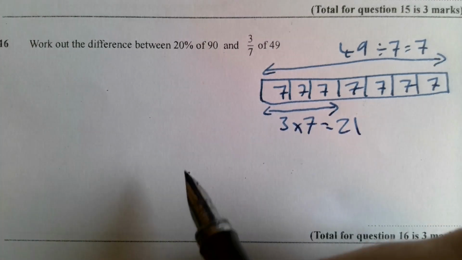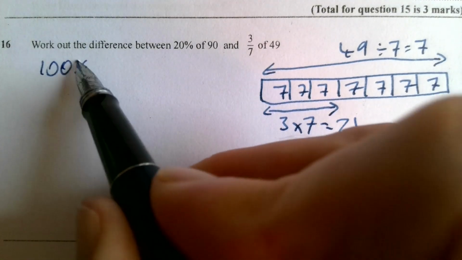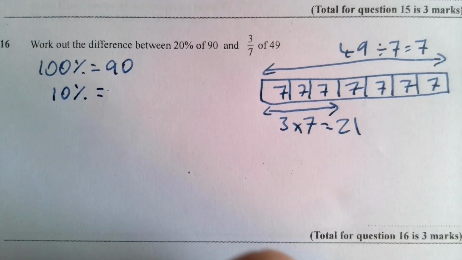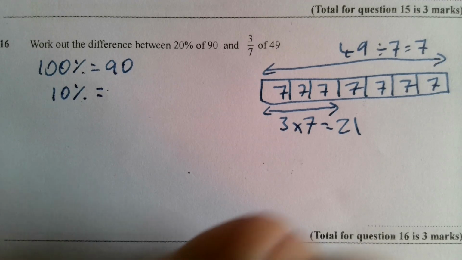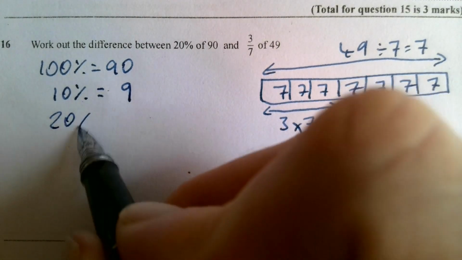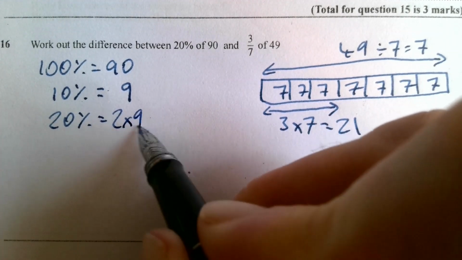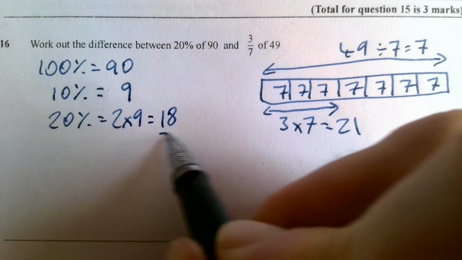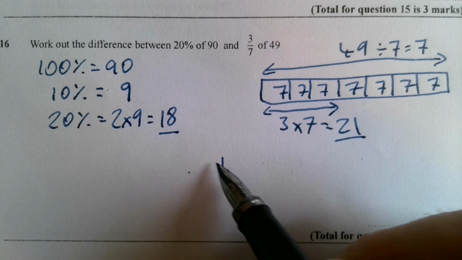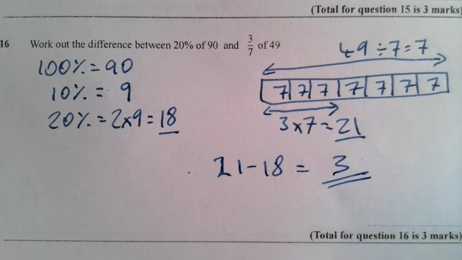And then we need to work out what 20% of 90 is. Well, if 100% is 90, I think we all know that to find 10% you divide by 10, so that gives you 9. 20% is double 9, so it's going to be 2 times 9, which is 18. So we've got 18 and 21, the difference between them, 21 take 18 equals 3.